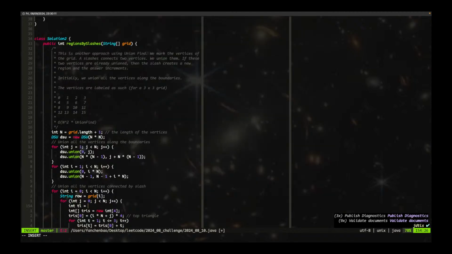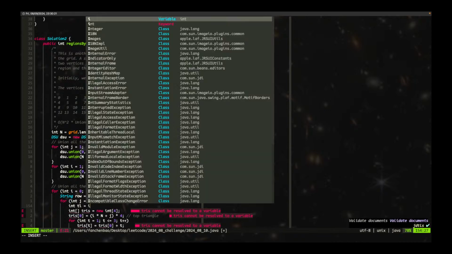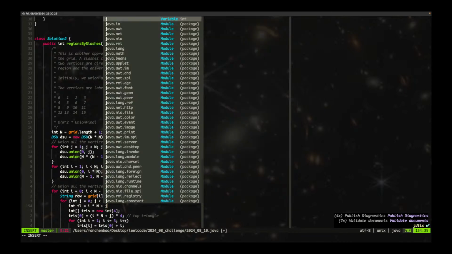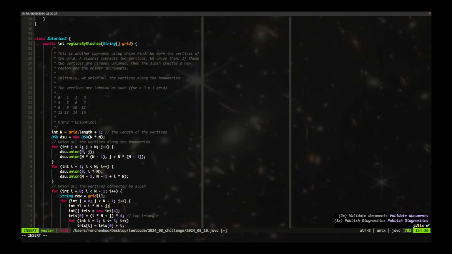Top left shall equal to I times n plus j. Top left. Index of top left vertex.